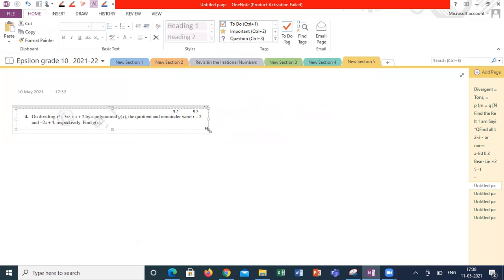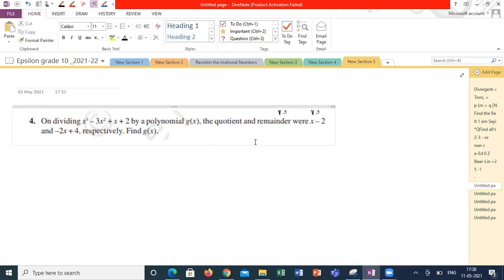What is the given question? Can anyone take the initiation and explain the question first? What are they asking? On dividing x cube minus 3x square plus x plus 2 by a polynomial g of x, the quotient and remainder were x minus 2 and minus 2x plus 4. So, they are asking us to find the divisor.